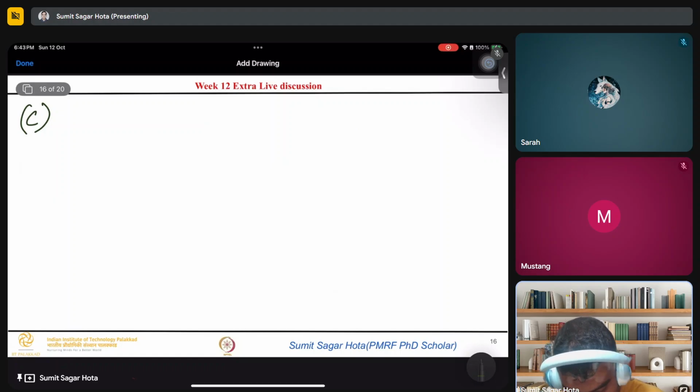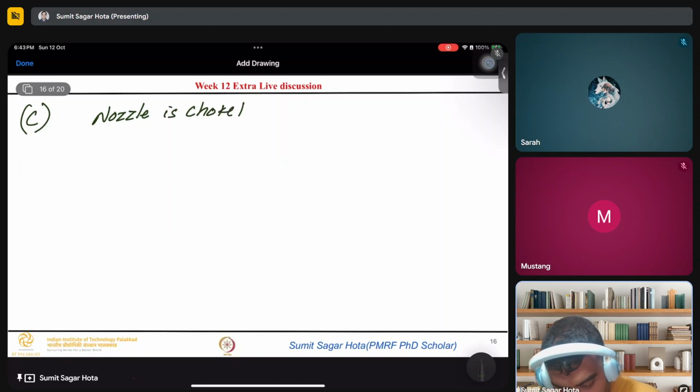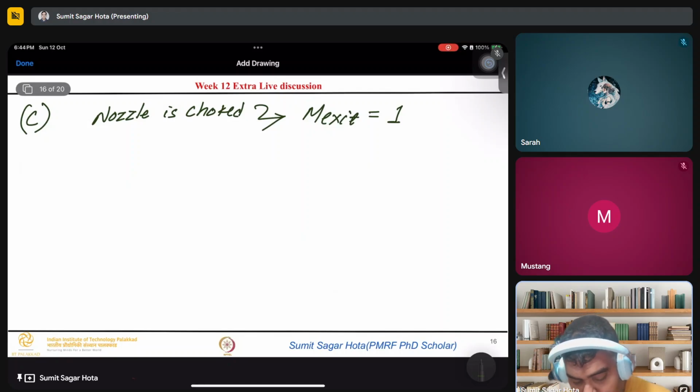So the nozzle is choked. It means that your exit Mach number is equal to 1. Okay, so this is the important thing you need to remember in the question. If it is asked the nozzle is choked, means what will be your Mach number? It will be equal to 1, on the sonic velocity. Okay, so that means we can now calculate all these velocities.